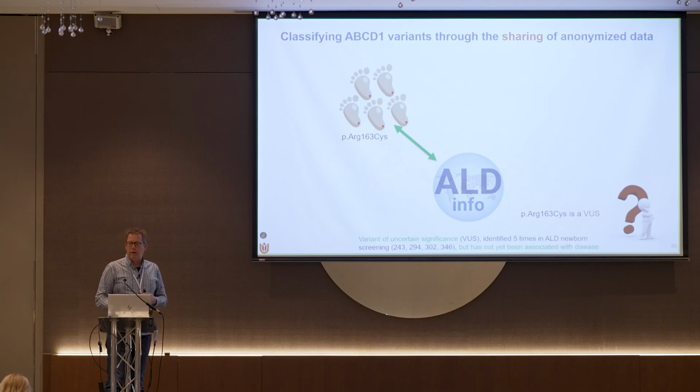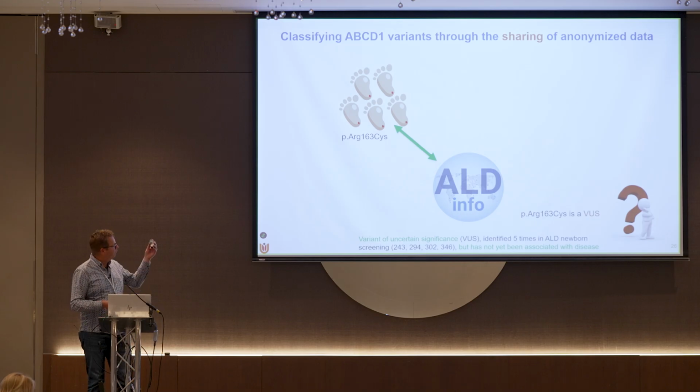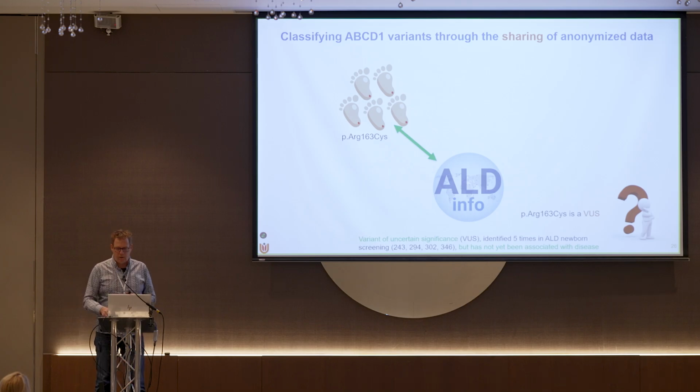And what we see is that such a variant may be identified more often. And it doesn't matter if you have 1 baby or 5 babies, if there's no information, it still remains a VUS. But now you have 5 families with an unknown future.